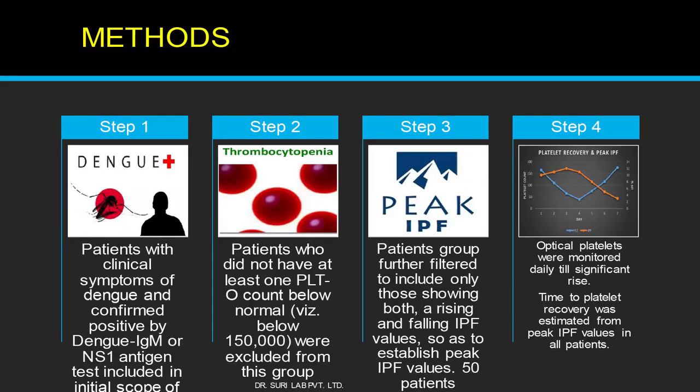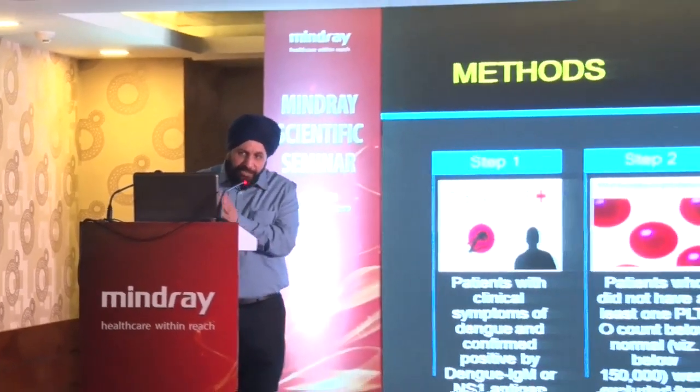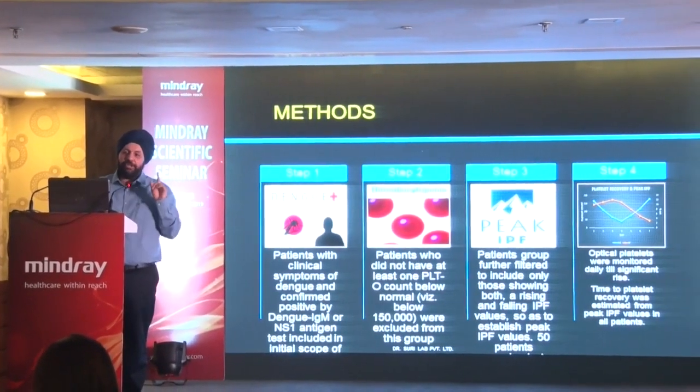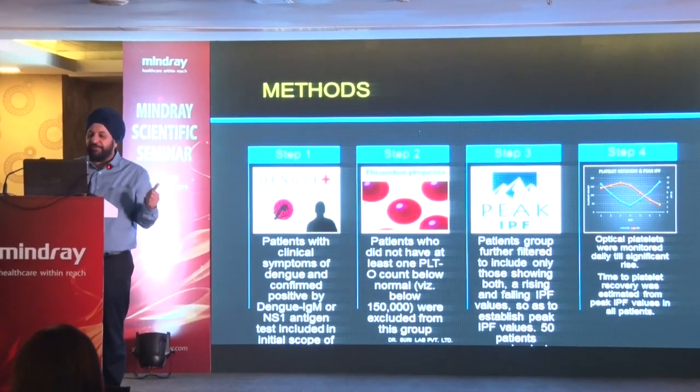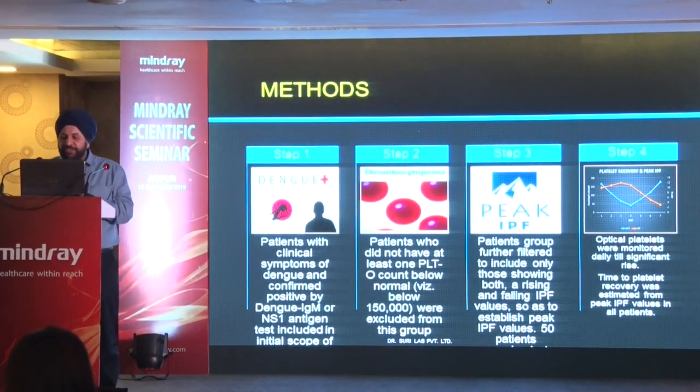We used a simple 4-step methodology. We first selected patients with clinical symptoms of dengue which were confirmed either using dengue NS1 ELISA or dengue IgM capture ELISA. Then patients who did not have thrombocytopenia were excluded because they did not pose a challenge for IPF to get elevated. Then we further filtered to keep patients which had both rising as well as falling trends. If we had 3 or 4 values which were just falling or just rising, we excluded those patients because we wanted to establish a peak IPF value for each patient. At this stage we had about 50 patients left.